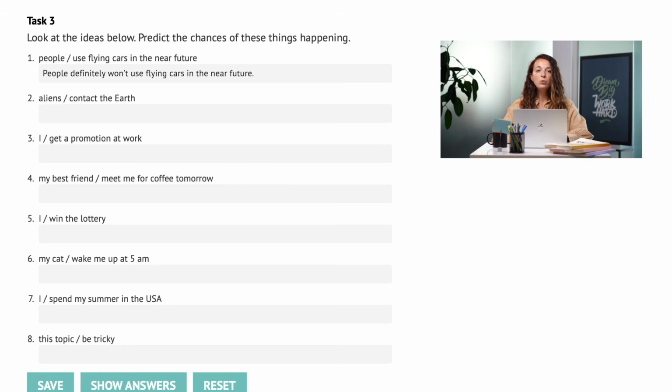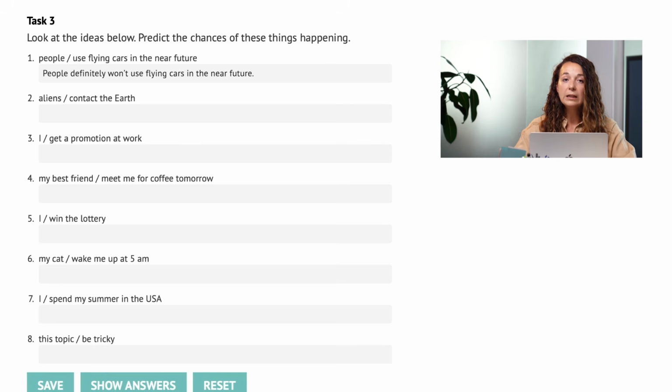People definitely won't use flying cars in the near future. At the moment, electric cars are becoming more popular, but the total number of electric cars is still not that big around the world. We can see the new technology doesn't win hearts easily. The flying cars might appear, but I think they certainly won't become popular fast.